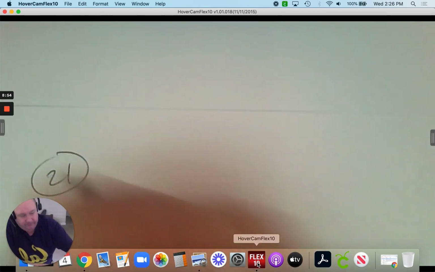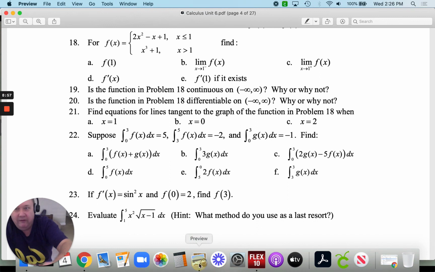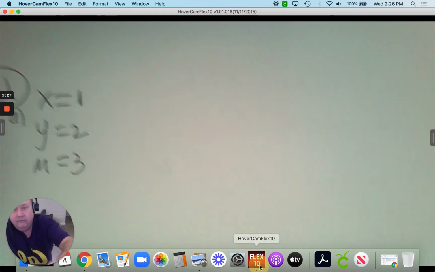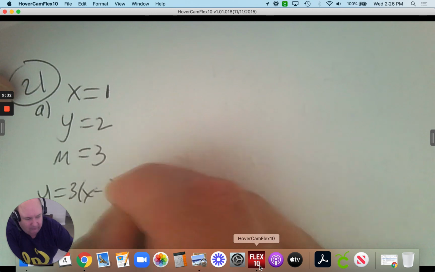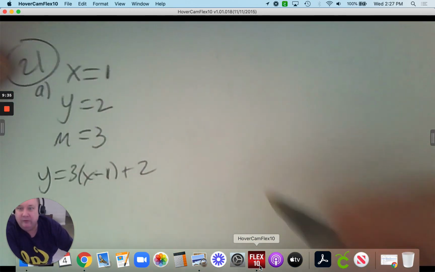21. Still with that same question, and it says find equations for lines tangent. So if I want an equation of a tangent line, then I need to know the x value, the y value, and the slope. So for A, x is 1. That's the top piece. So plug in 1. Again, you get y is equal to 2. And the derivative, we just found the derivative at 1 on the left side, and we said the derivative there is 3. So we already did this work, 1, 2, and 3. So the equation is 3(x minus 1) plus 2. There it is. That's the equation of the tangent line.